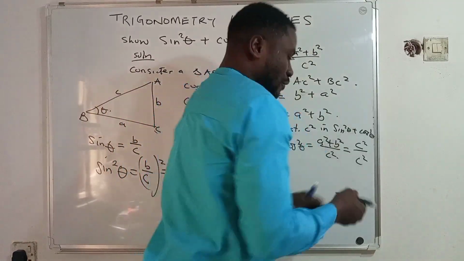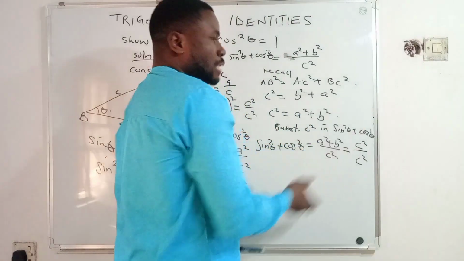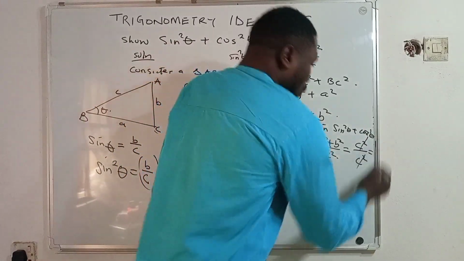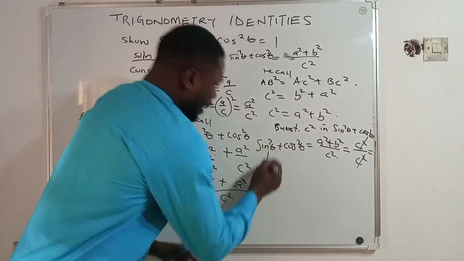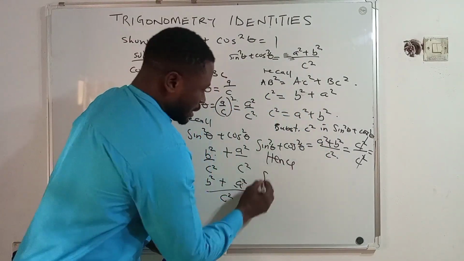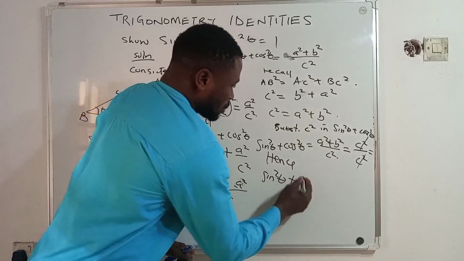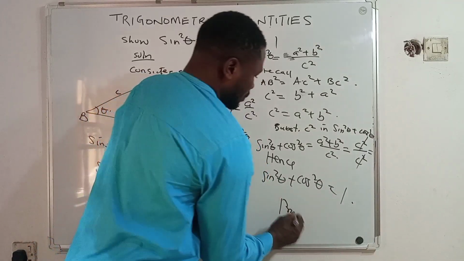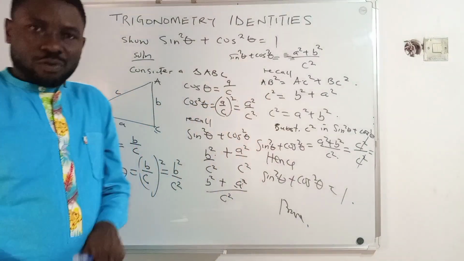And when the numerator and the denominator are the same, it means they can cancel. And if they cancel, what you're going to have is 1. Hence, we will say that sine squared theta plus cos squared theta is equal to 1. Proved. You can say it has been proved.